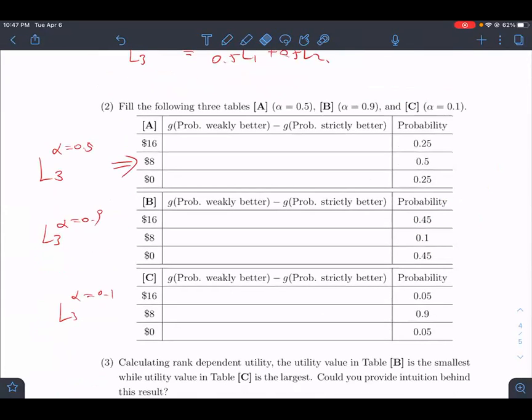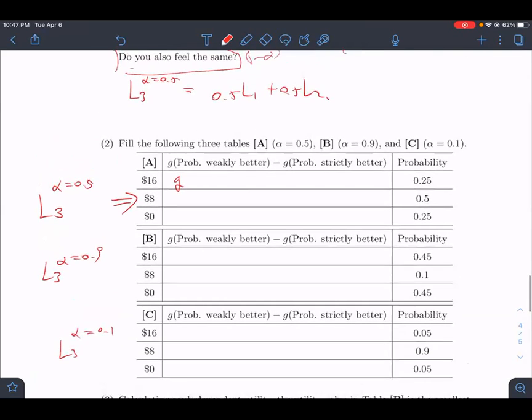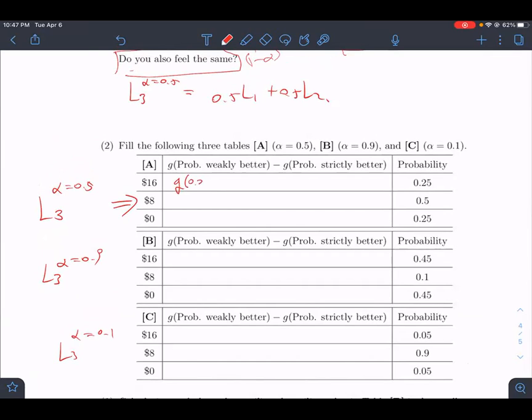Using this, what you need to do is just calculate the adjusted probabilities for each outcome. Let me do the first one, table A. For $16, the probability of getting something weakly better than 16 is the probability itself, because $16 is the best one, minus G of 0. For the next one, $8, there are 2 outcomes, 16 and 8 that are weakly better than 8. So we have G of 0.75 minus G of this one. So we need to pick the one that is strictly better than 8. But if you solve this question 100 times, you realize that this number is just copy and pasted from here. So you need 0.25 without too much thinking.